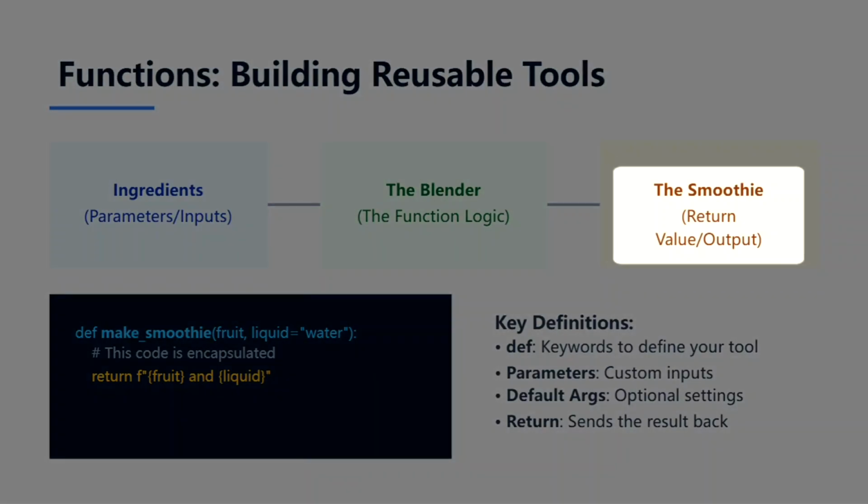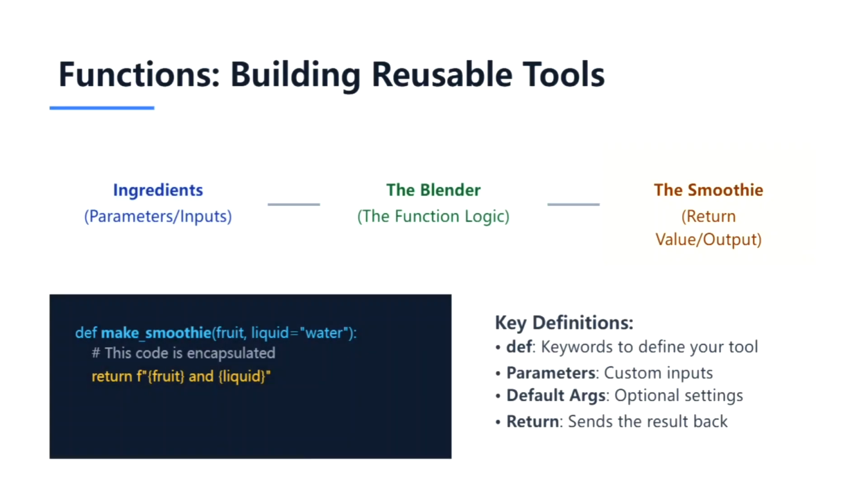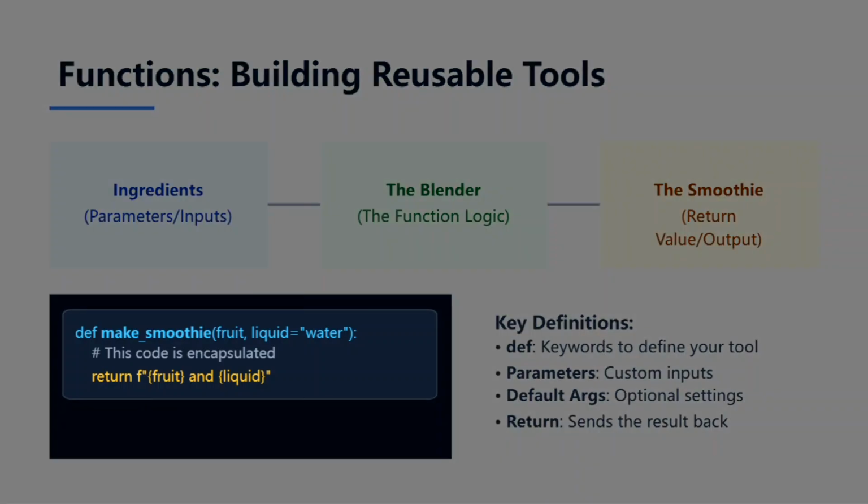Finally, you get the smoothie, the return value. This is the output that the function hands back to you. Without a return statement, the function does the work but doesn't give you the result to use elsewhere in your code. Let's look at this actual code snippet.